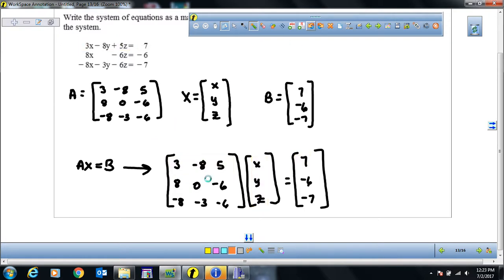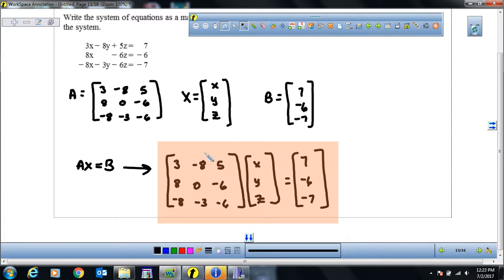Okay, so this is my setup in the form AX equals B. Coefficient matrix times variable matrix equals the constant matrix. Okay, now with that said, I want you to try the following. Try it the other way around.